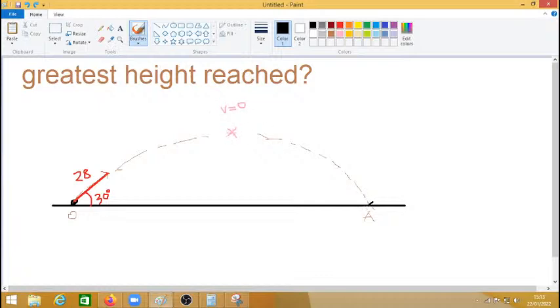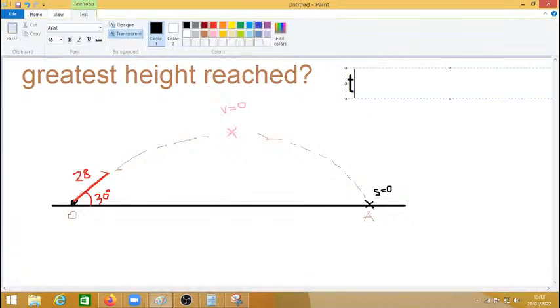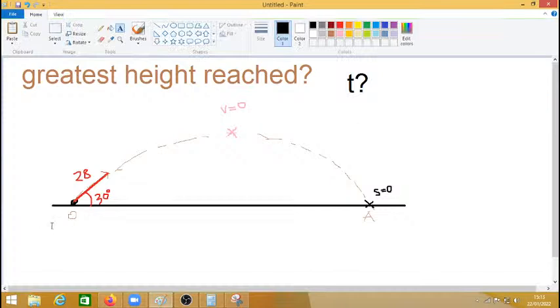Okay, the second fact is at this point here, when it hits the ground, here we can say the vertical distance is 0. The vertical distance is 0. So now we're going to try and use that because the next question is, can we work out the time taken to get from the beginning to the end? What is the time that it will take? So let's go horizontally now.